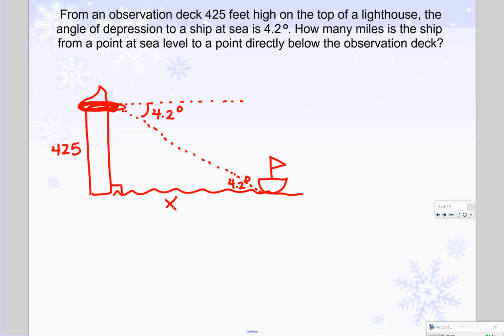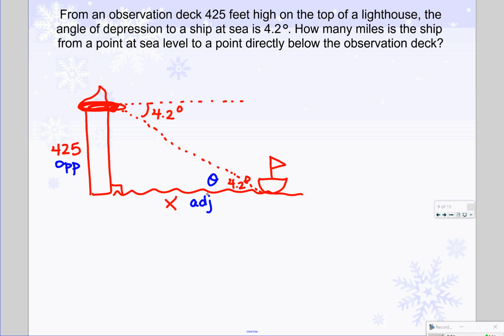Okay, so do you see our right triangle formed here? You need at least an angle and two sides labeled because then we're going to use our SOHCAHTOA ratios. From that 4.2 degrees, that's going to be our theta. How is 425 related? Opposite, adjacent, or hypotenuse? Opposite. And my x that I need to solve for is adjacent. I'm not even going to label the other side because I don't know it and I'm not solving for it. So it's irrelevant for this problem.